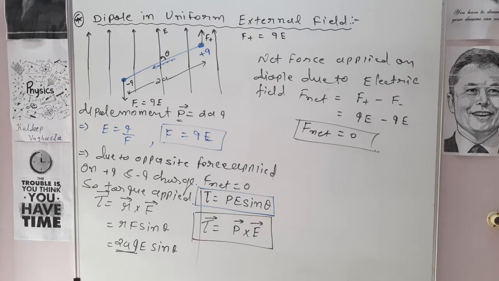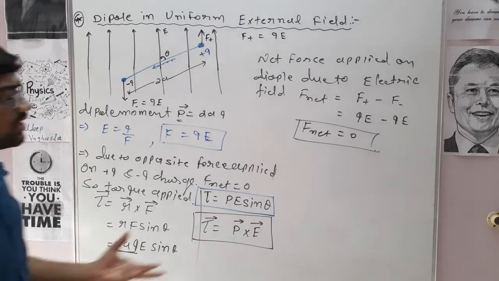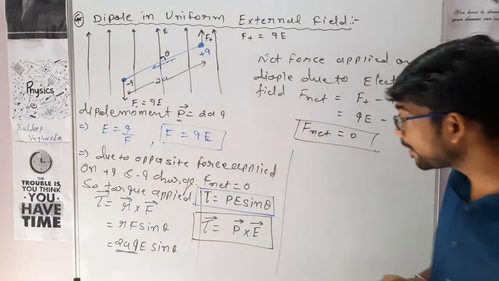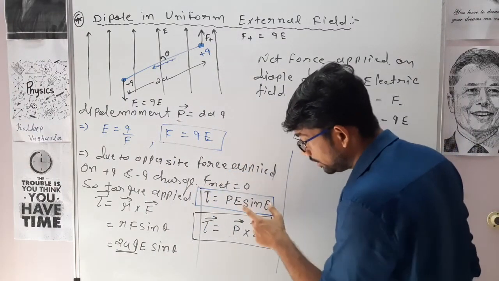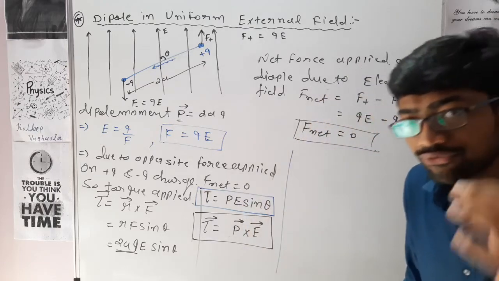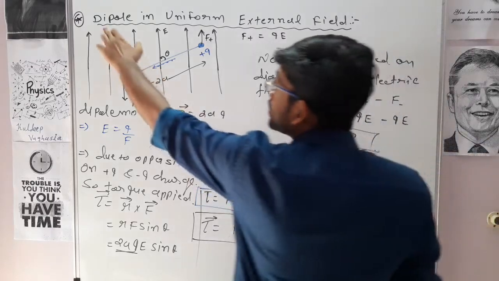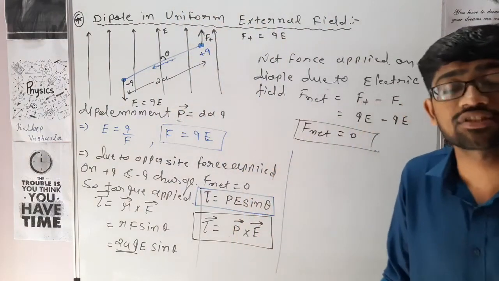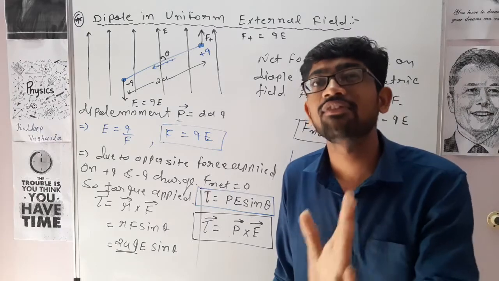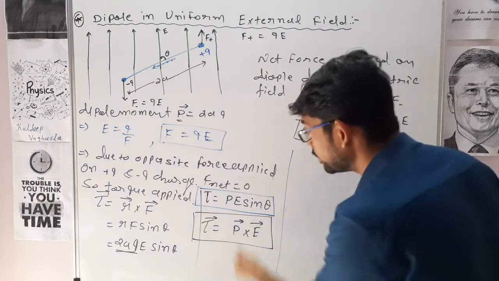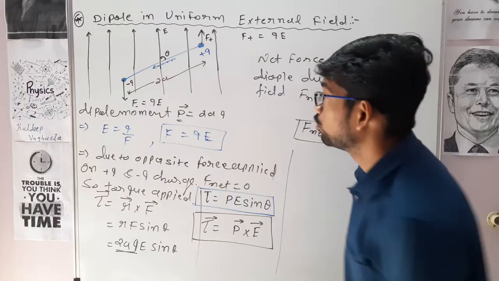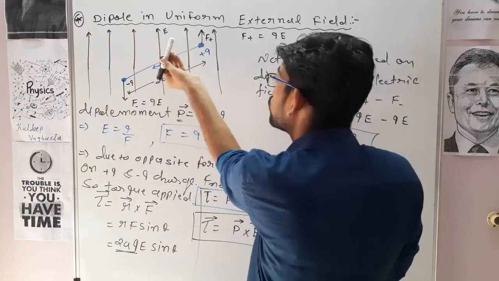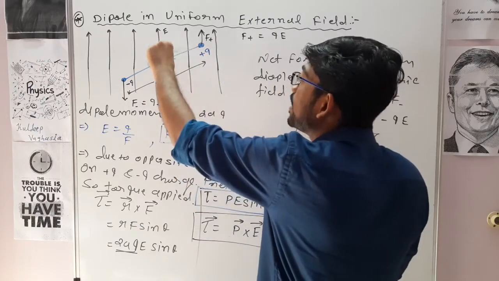Understand? Yes or no? So I can say this torque depends on which things? Torque depends on theta, E and P. But if you remember the question is a dipole in a uniform external field, it means what? E is always constant. E is fixed, the external electric field is fixed, it does not change. Then P is the dipole moment, so the charge is also fixed at any angle. Now even if you change the angle, the charge is not going to change, so the charge is always the same.